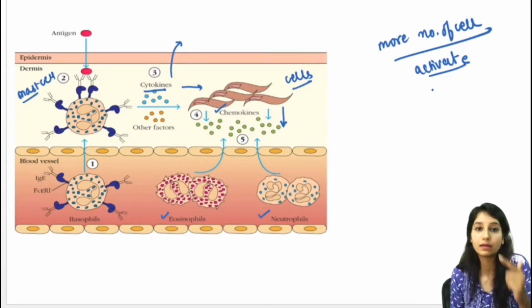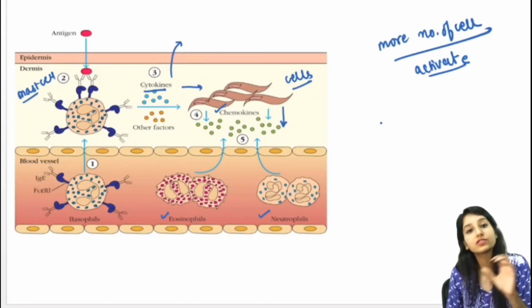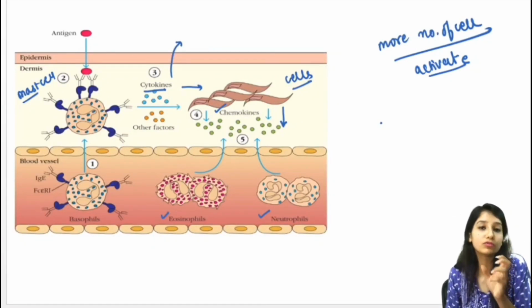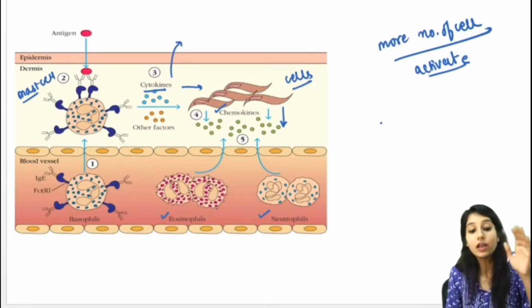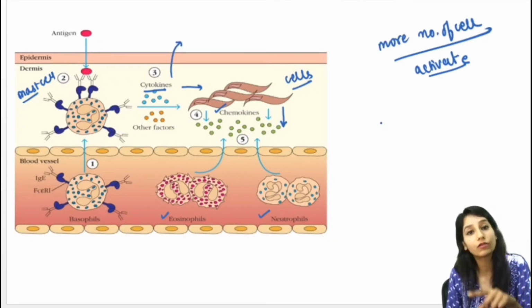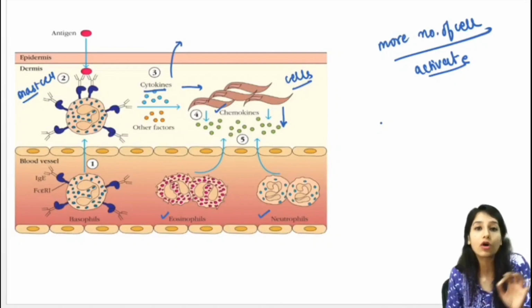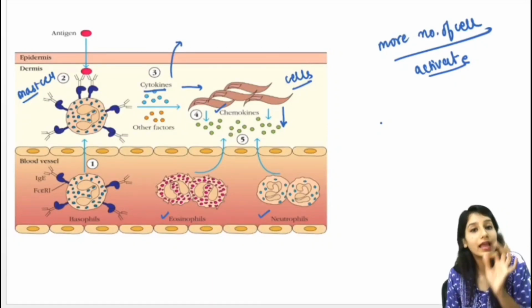First of all, histamine and heparin will cause vasodilation. It will cause the contraction of the smooth muscle. With that, protease will damage the proteins. With that, leukotrienes and prostaglandins will also cause bronchial smooth muscle contraction and vasodilation. With that, these cells will cause phagocytosis. So in all, it will cause damage and it will cause allergy.